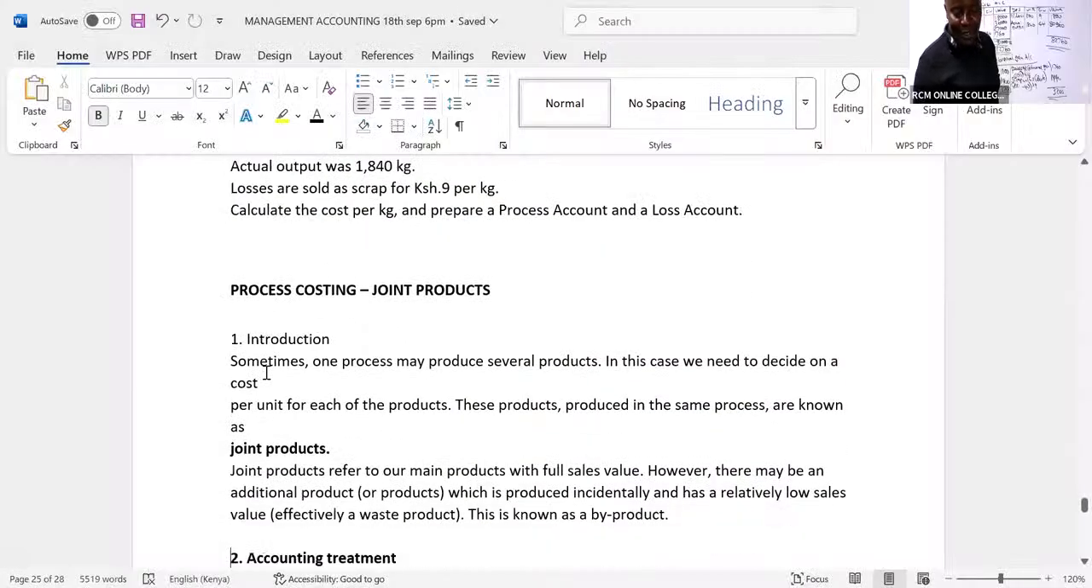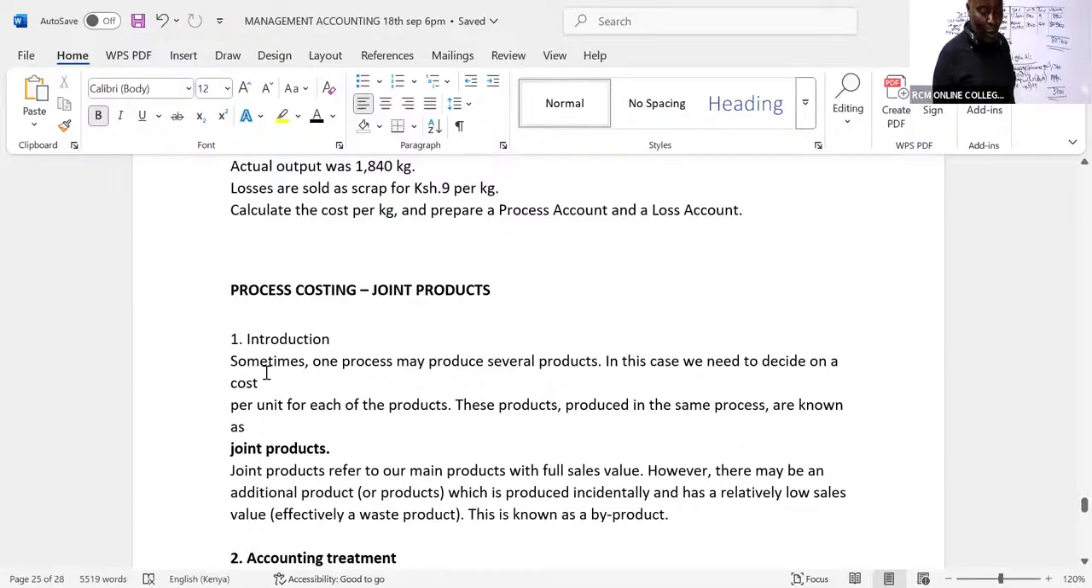I'm pushing this syllabus in a very excellent way. Process costing, joint products. After joint products, we shall be able to finish this week with closing work in progress and opening work in progress.